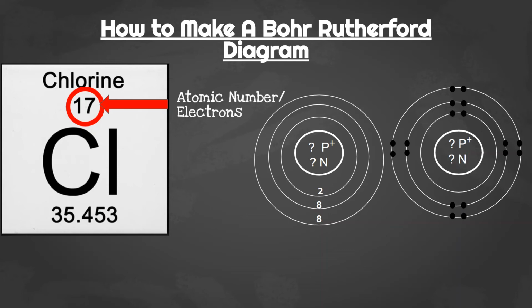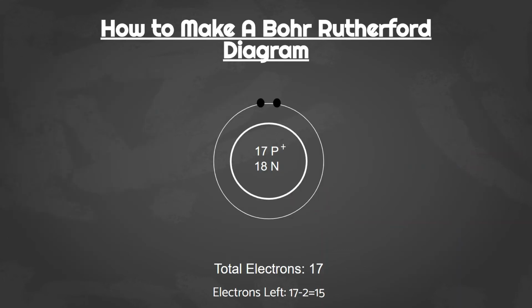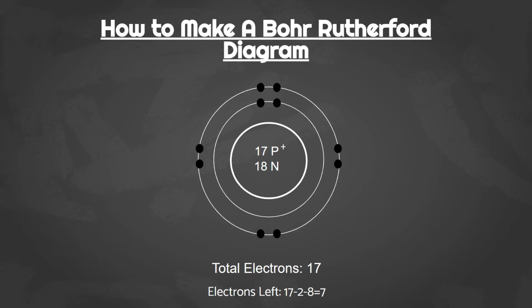So let's put the electrons in their shells. Chlorine has 17 electrons, and because the first shell will only hold 2 electrons, we will put 2 dots, meaning we'll have 15 electrons left. The next shell holds 8 electrons, so we put 8 dots around this shell. This means that we only have 7 electrons left to place.